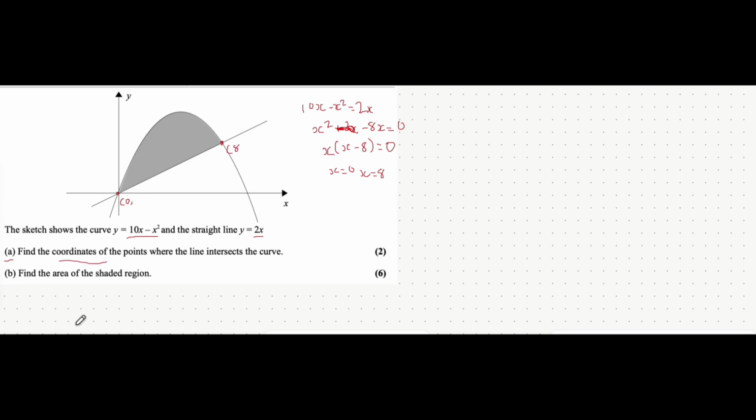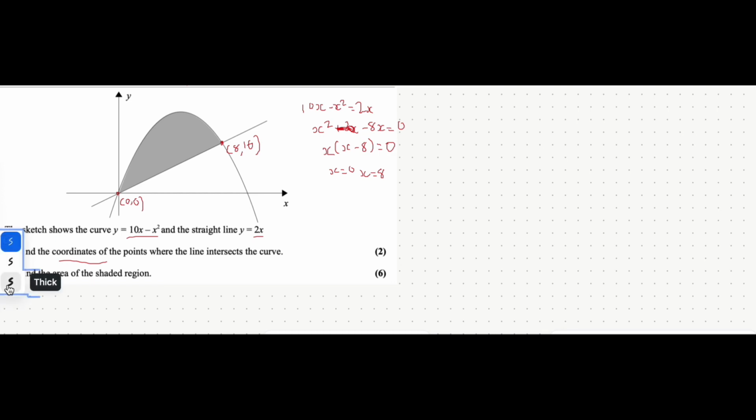Because it does ask for the overall coordinates, you can then substitute x equals 0 into either the equation of the curve or the equation of the straight line, because we know they both have the same y values at that point. Here it makes sense to choose the equation of the straight line because it's a lot easier to deal with. y is equal to 2 times 0 when x is 0, so y is 0. And when x is 8, y is going to be 2 times 8, which is 16. Now that we've done part A of the question, let's move on to part B.